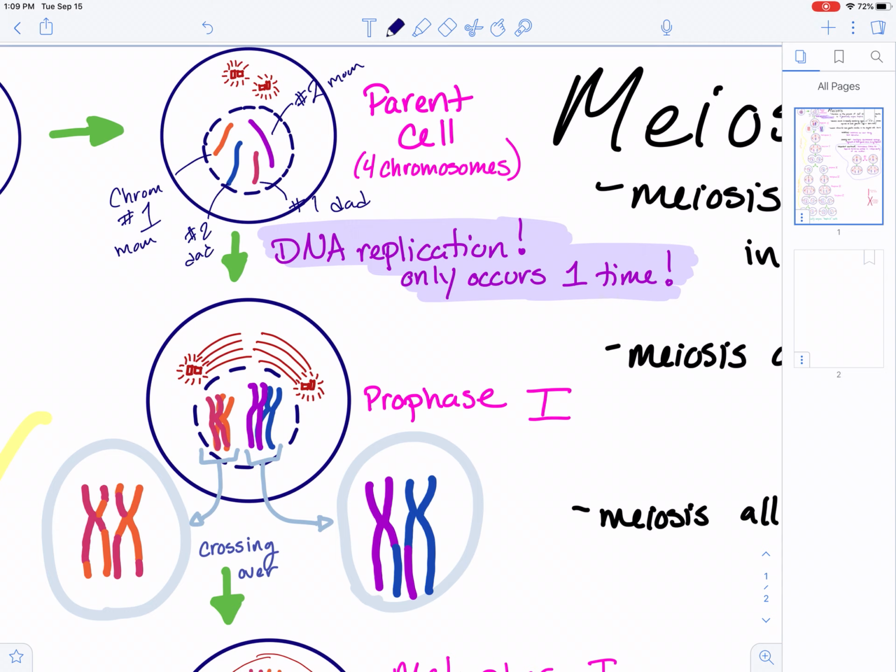So it's sort of like us. We have 23 pairs of chromosomes, so 46 altogether. We have 2 chromosome number 1s. One came from mom and one came from dad. So we're going to pretend that this is how this organism works as well. 4 chromosomes, technically 2 pairs. 1 pair from mom, 1 pair from dad.